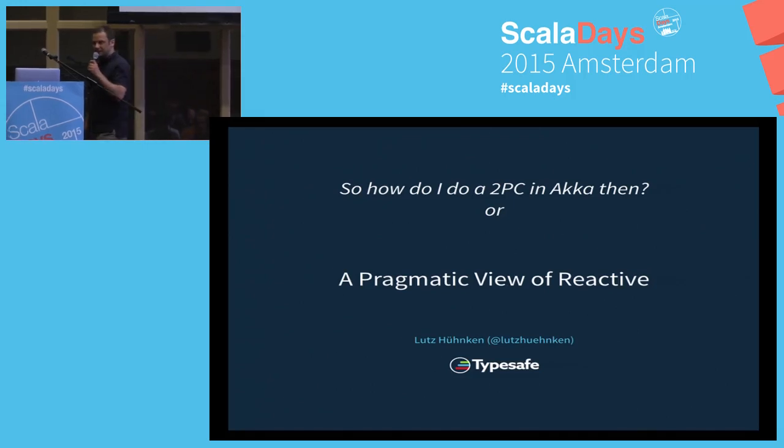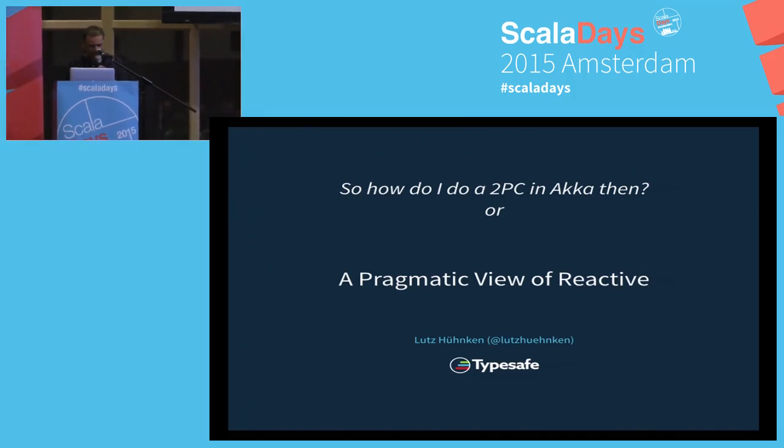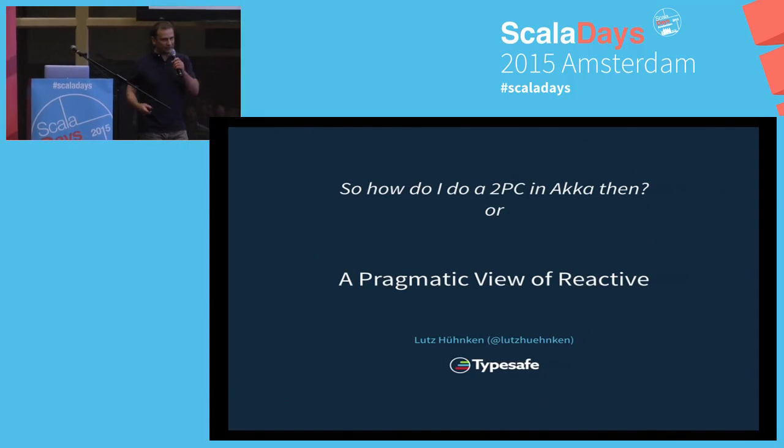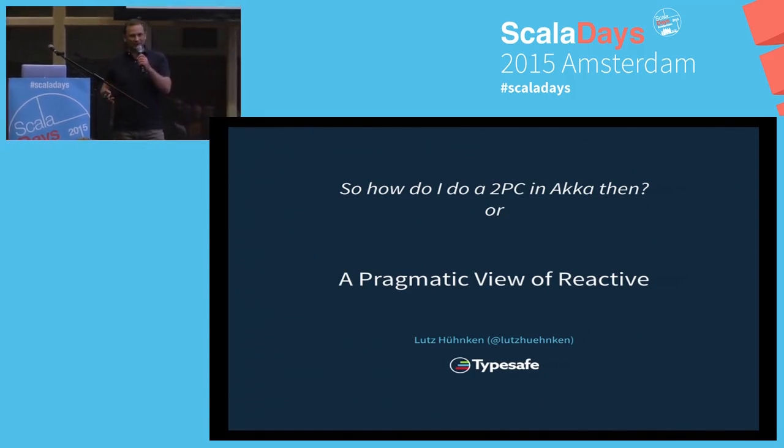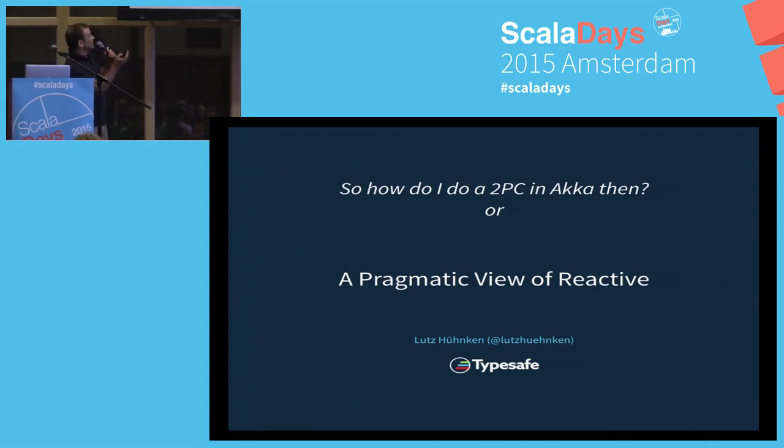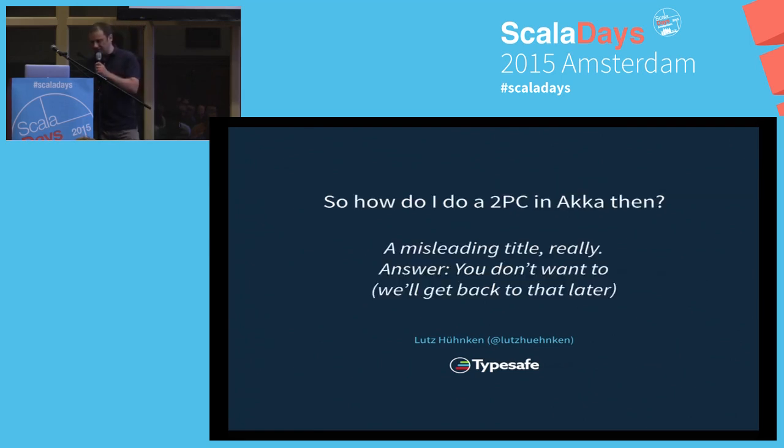Okay, so one of the difficult things about the talks is you hand in an abstract at an early time and you haven't written the talk yet, and you also have to come up with a title. So I came up with this stupid title, How to do a two-phase commit in Akka. And I think apparently that was a bit misleading for some people. So it's not about how to implement a two-phase commit in Akka.